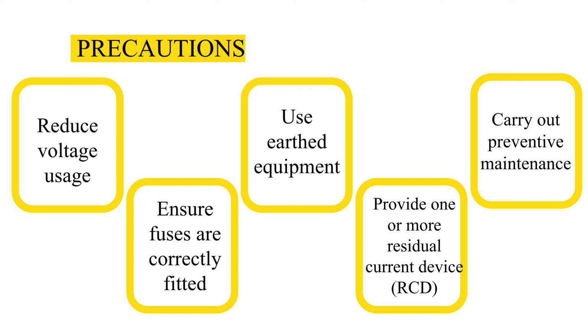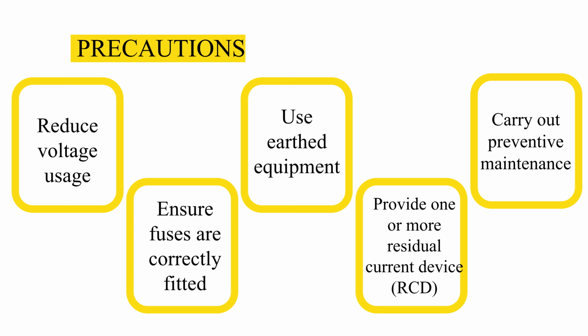Precautions. It is important to know a few steps to prevent electrical hazard. First, reduce voltage usage. A simple transformer is often center-tapped to earth so that the maximum voltage between a live conductor and earth is limited to 55 volts. Second, ensure fuses are correctly fitted. A fuse is designed to blow and cut off the electricity when the current exceeds its rated capacity. It is important to ensure that the correct fuse is used for the correct appliance.